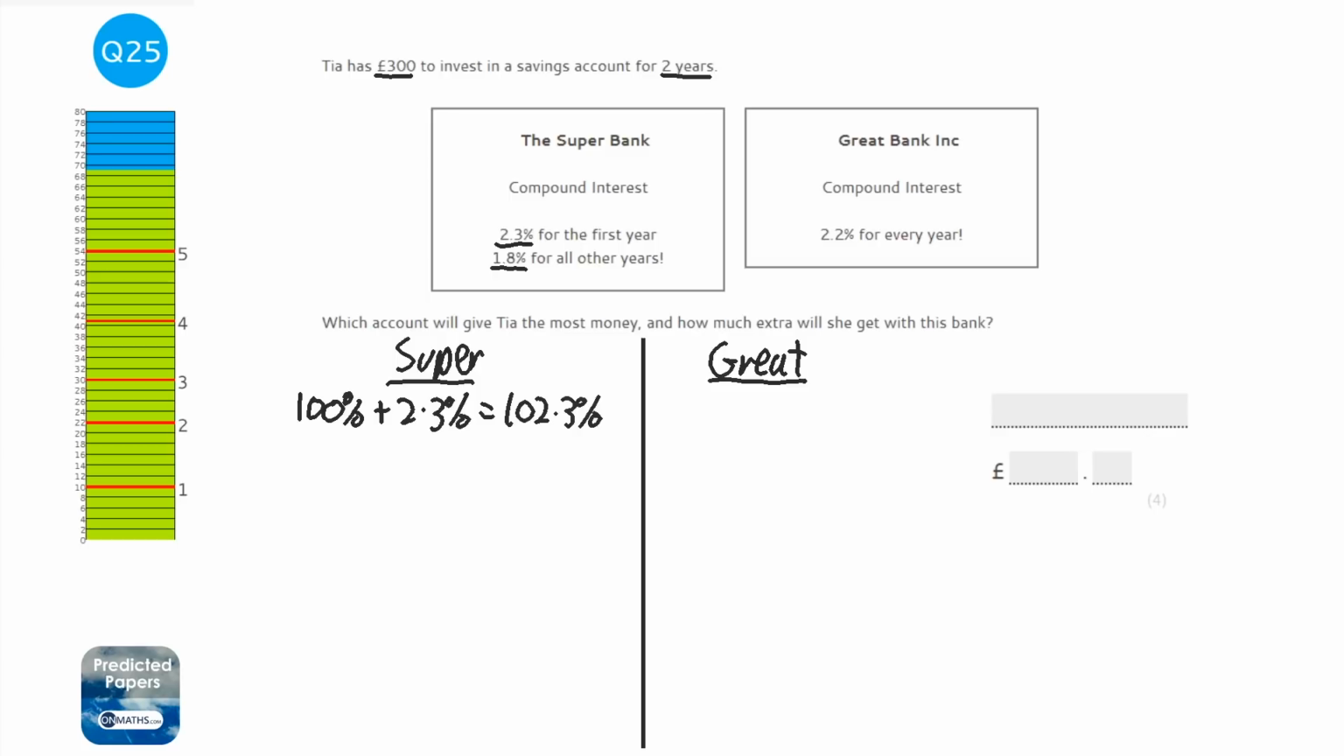102.3%. So as a multiplier, what we do is we just divide that percentage by 100 to get it as a decimal into what we call a multiplier, 1.023. So if I times 300 by that, that will tell me what we have after year 1. So let's do that on a calculator.